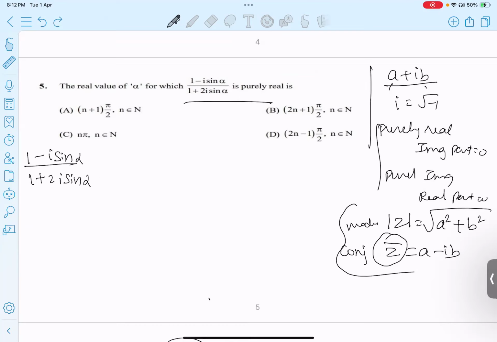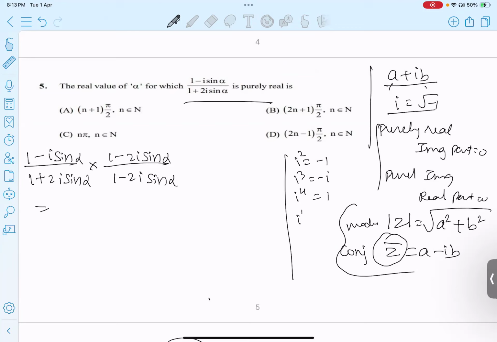What we have to do? We have to rationalize. That is, multiply and divide by 1 minus 2i sine alpha, whole divided by 1, just the rationalizing. Also students, I forgot to tell you, sorry: i value is root minus 1, i square is minus 1, i cube is minus i, i to the power of 4 is 1, and i to the power of multiples of 4 is also equal to 1. Knowing all this, we can easily solve the complex number problem.